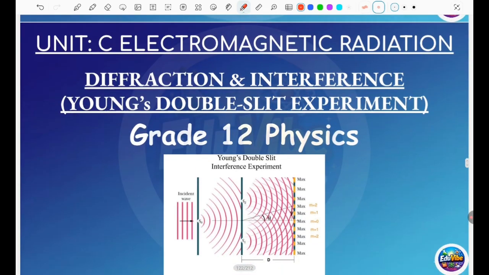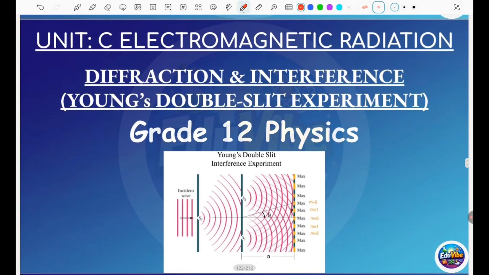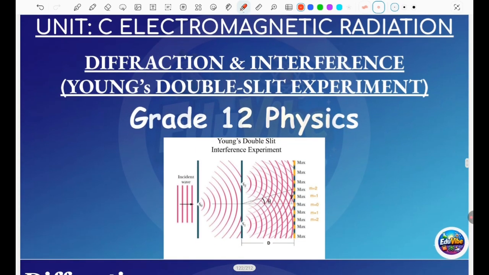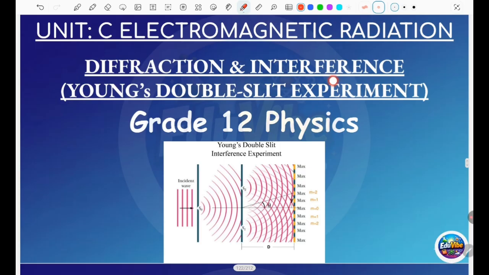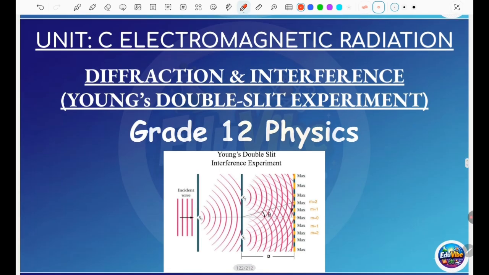In today's lesson, we'll start with another topic of electromagnetic radiations. Today we're doing diffraction and interference, and we also include Young's double slit experiment. This is a very important experiment, the diffraction part, and we use that in the next lesson too. So this is an important topic, and you have to know about this.